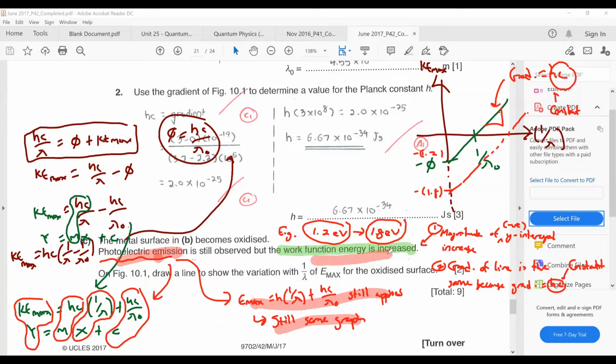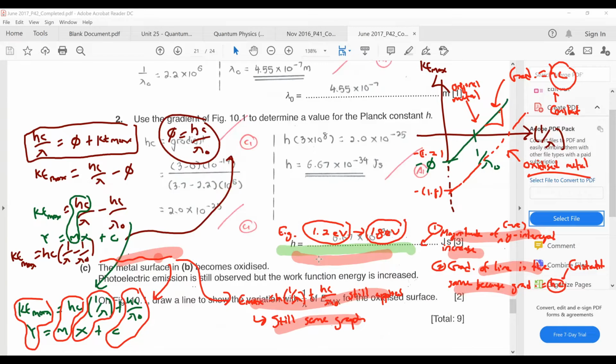But then you see the work function energy is increased, so the magnitude of the y-intercept increases. And then you will also say that the gradient is still the same because the gradient is actually Hc. Okay, so all in all, with your metal surface being oxidized now, you expect to see this graph. This is the oxidized metal. This one is, say, the original metal. Okay, so the new line would be this one.